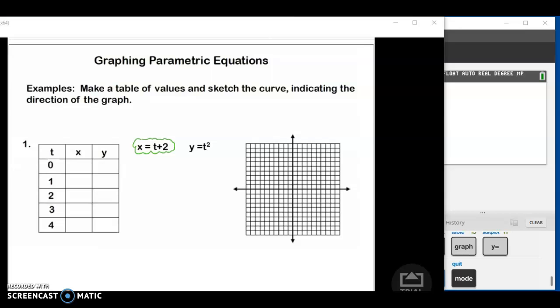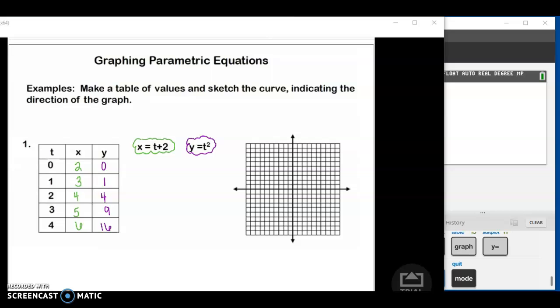If we plug in 0 for t into our x equation, that would be 0 plus 2, which is 2. And then if we plug in 1, that's 1 plus 2, which is 3. 2 plus 2 is 4. 3 plus 2 is 5. 4 plus 2 is 6. Then we use our equation for y, which is t squared. 0 squared is 0, 1 squared is 1, 2 squared is 4, 3 squared is 9, 4 squared is 16. So now we have ordered pairs, x and y values that we can graph.